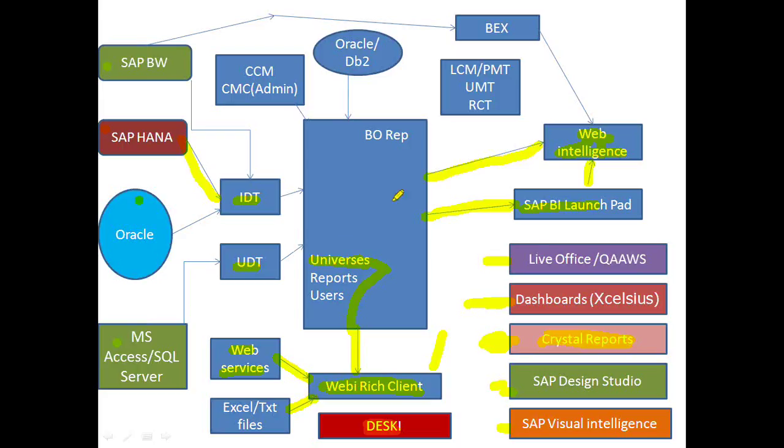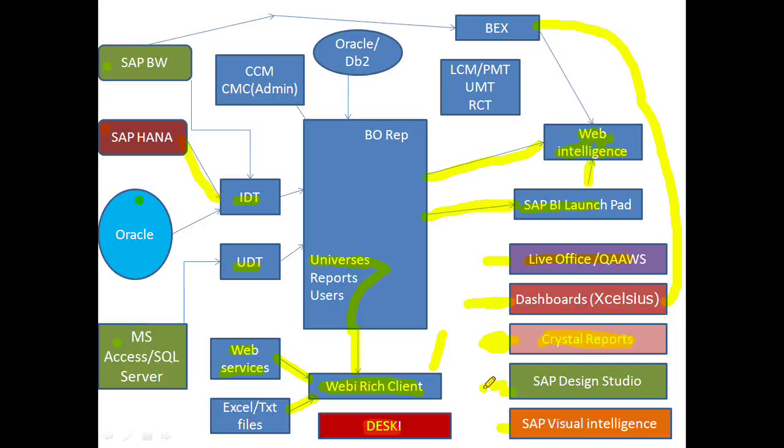Fine. So Live Office is a middleware to generate the dashboards between the databases, between the universes and the Web Intelligence and Crystal Reports. So dashboards we can implement on top of the Web Intelligence reports, universes, Crystal Reports. To get the data into the dashboard, we use Live Office and Query as a Web Service. And also we can generate the dashboards on top of the BEx queries as well. You can access the BEx queries directly in the dashboards.